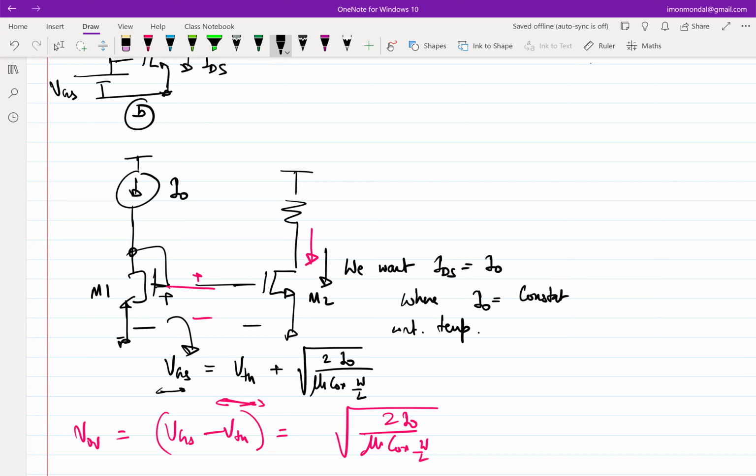So let's say the threshold voltage changed and it had an effect on mu. Let's say both of them change: threshold voltage also changes, mu also changes. So do you think the current in the left branch and the right branch will be different?